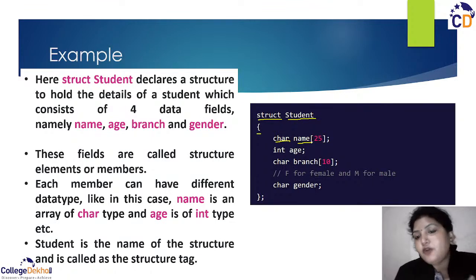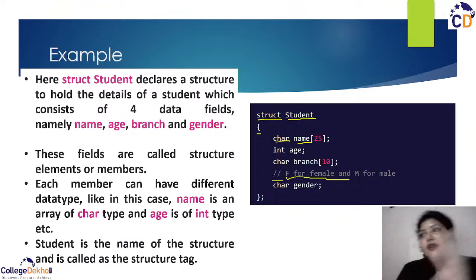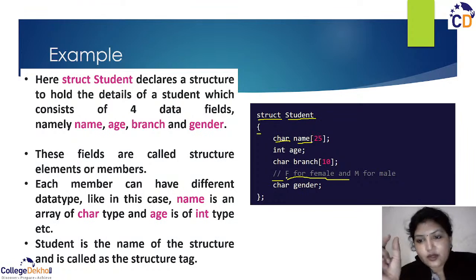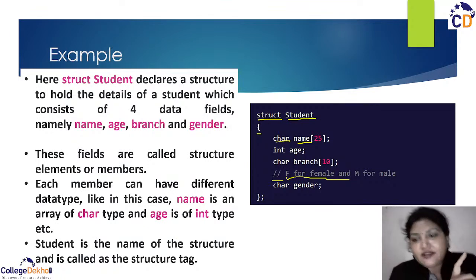So why have we not taken it as an array? Because for gender we have already specified in a comment. The double slash is used for comments, just for referencing the later sentence. We are saying that F stands for female and M stands for male, so only a single character is required, no need to have an array. And then just close the brace and give the semicolon. So this is how we define a structure.